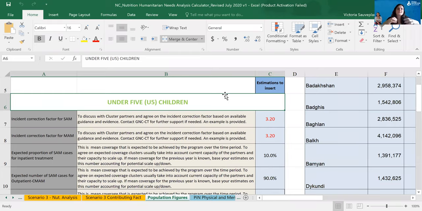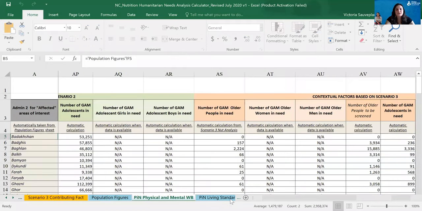The purpose of our PIN calculations is really to provide a more holistic nutritional need analysis and number of people in nutritional need, versus those more focused on wasting only. So this is why we have not only population figures that can be inserted, but we also now have three sheets of different nutritional needs and where they would fall into. So I'll go into each of these.